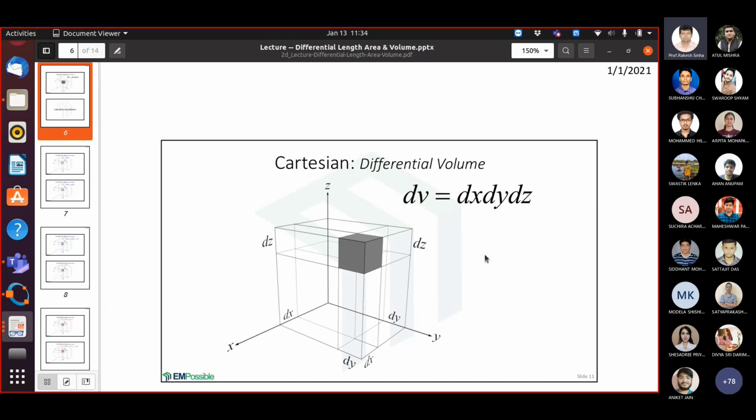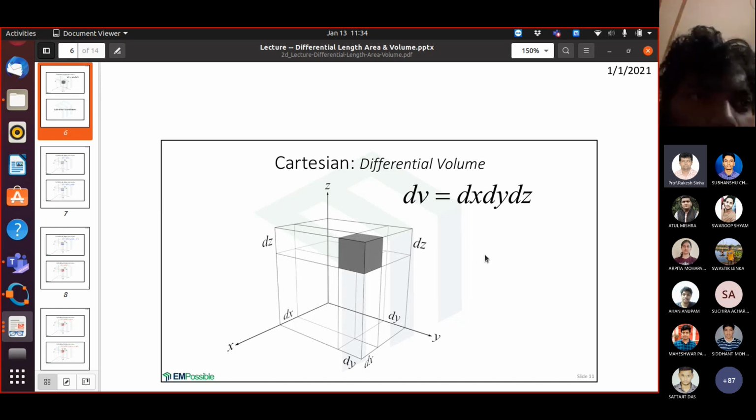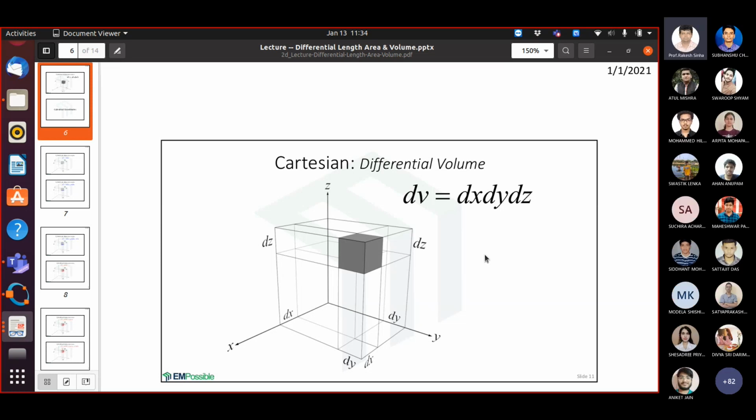Let's say you have a rectangular area, or a spherical volume, or a cylindrical volume. Inside the cylindrical volume, I want to find the total charge. The volume charge density is given, and I'm asking you to find how much total charge is enclosed inside the volume.